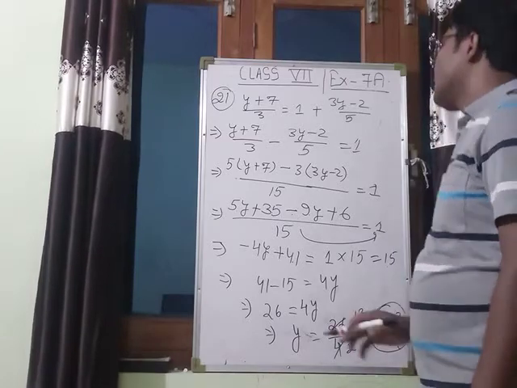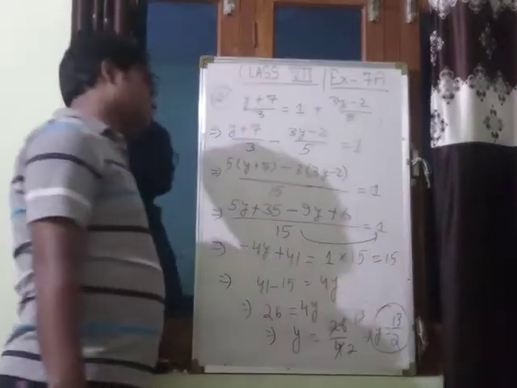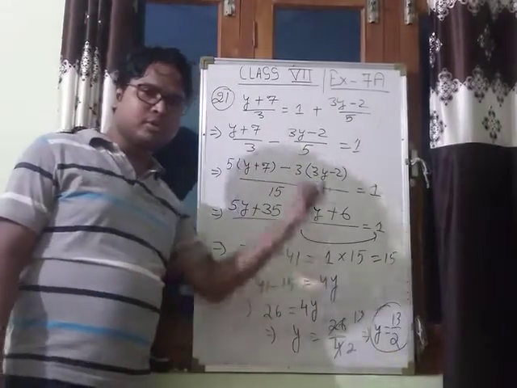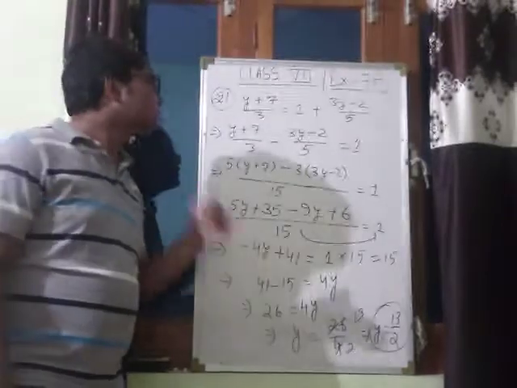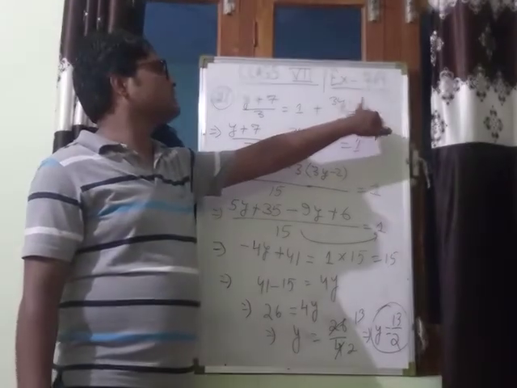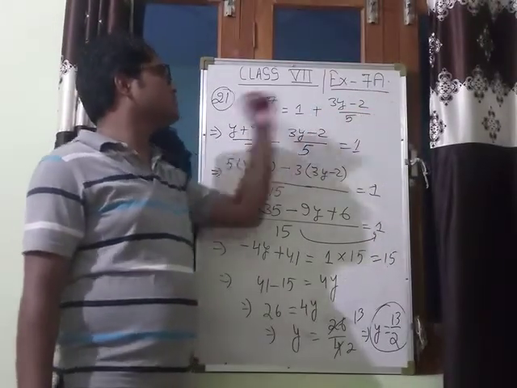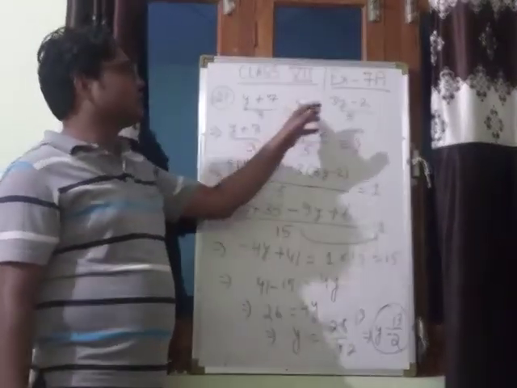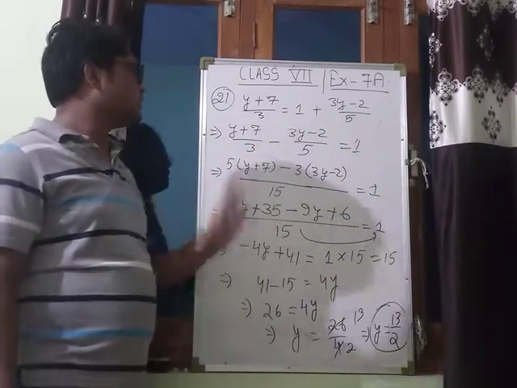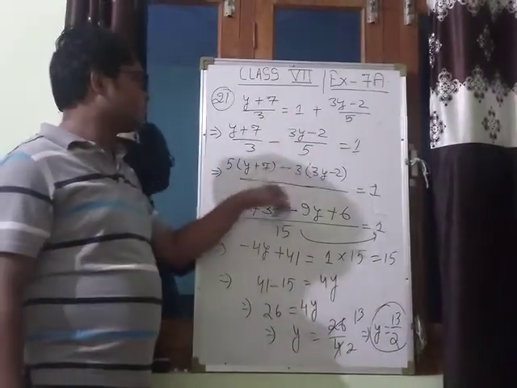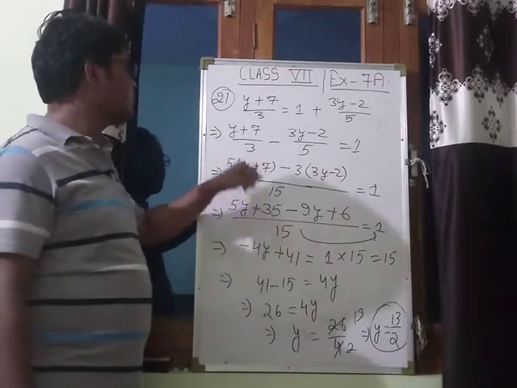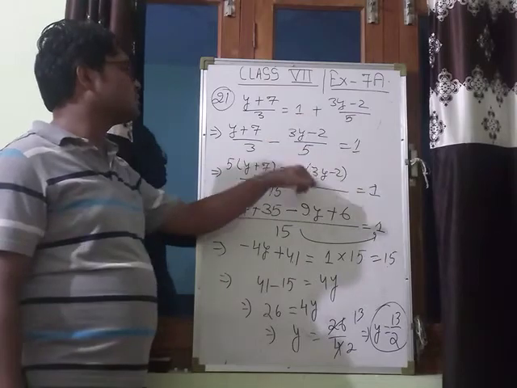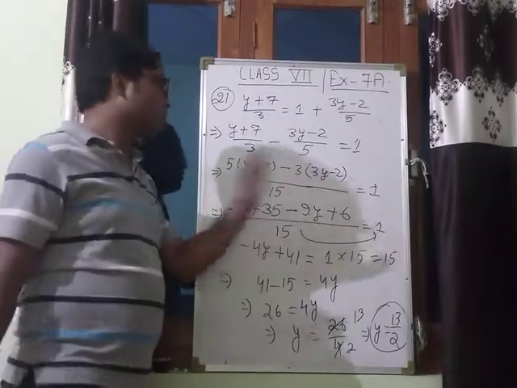Now we will check whether our answer is correct or not. Y is 13 by 2. Again I am going to explain this. See, in the first step we transferred this term to the left side, it will be minus (3y - 2)/5, and on the right side 1 will remain there. Now LCM of 3 and 5 is 15. 5 into its numerator (y + 7), minus 3 into its numerator (3y - 2), upon 15.